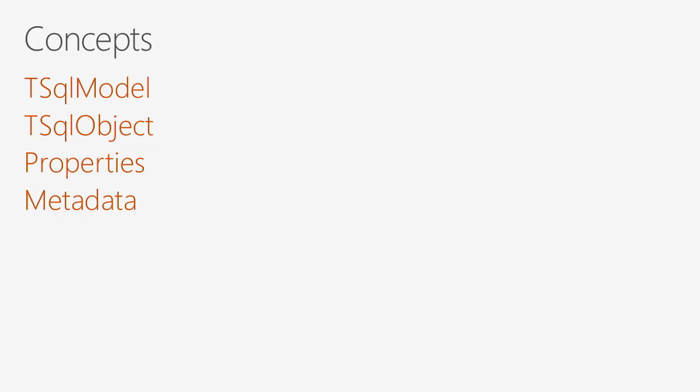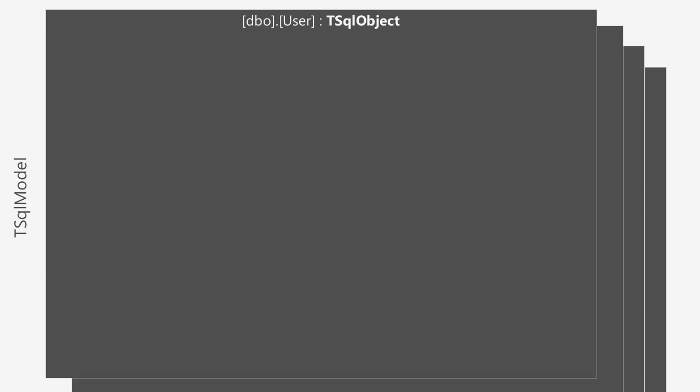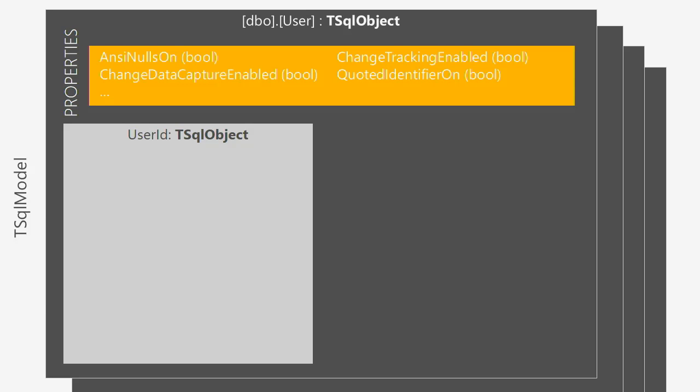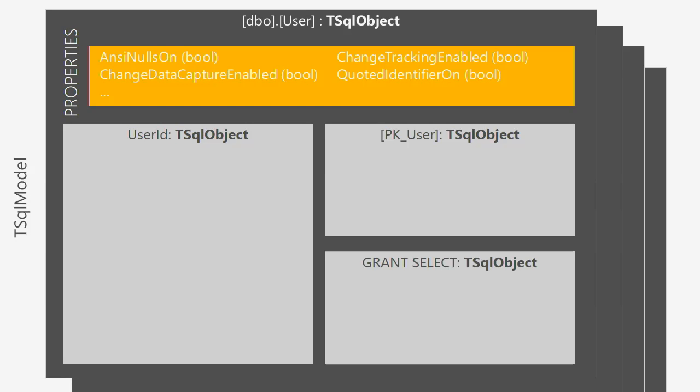There are also, a T-SQL object can have properties, and it can also have metadata. Let me actually put that in an example to make it way clearer. So in a given database, the T-SQL model will represent the entire database, the entire schema, and the user table will be an object of type T-SQL object. It will have some properties. Those properties might look really familiar to you. They're the same properties that you'd see in SQL Server Management Studio. But here's the really interesting thing. Everything that we would consider descendants of that is also a T-SQL object.